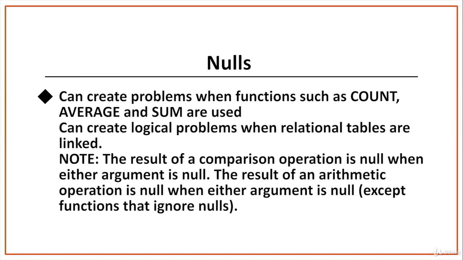Can create problems when functions such as count, average, and sum are used. Can create logical problems when relational tables are linked. Note, the result of a comparison operation is null when either argument is null. The result of an arithmetic operation is null when either argument is null, except functions that ignore nulls.